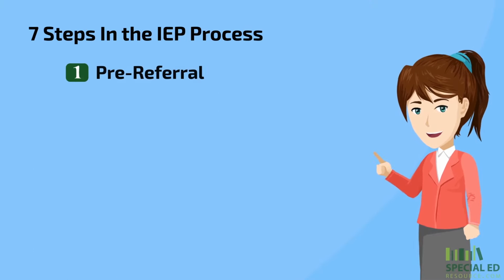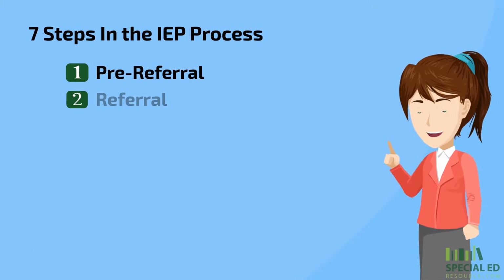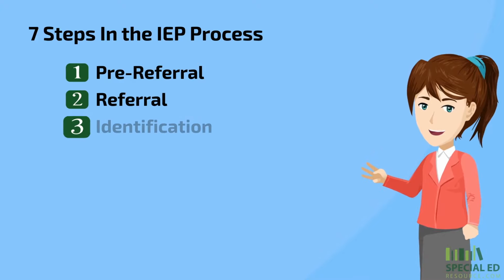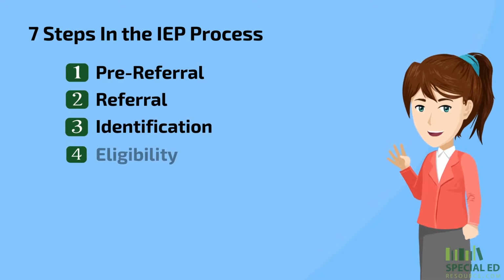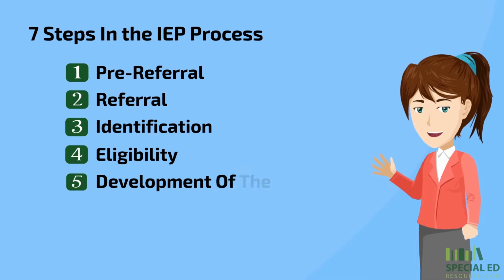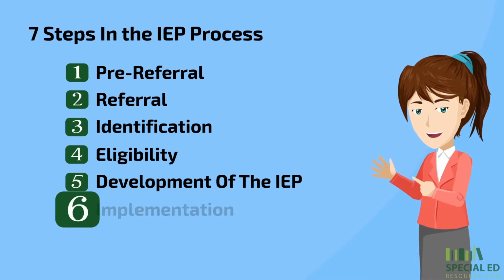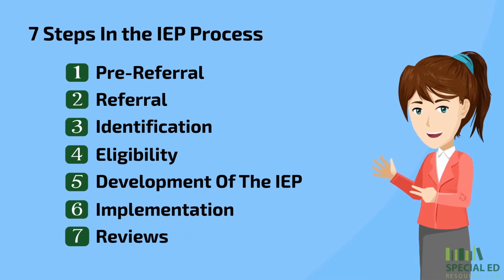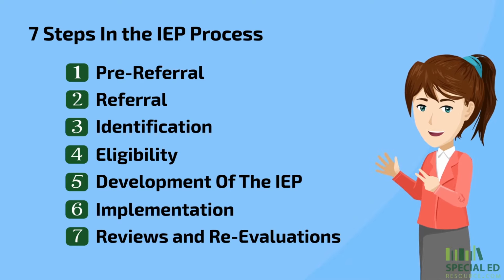To quickly recap, those 7 steps are: number 1, pre-referral; 2, referral; 3, identification; 4, eligibility; 5, development of the IEP; 6, implementation; 7, reviews and re-evaluations.